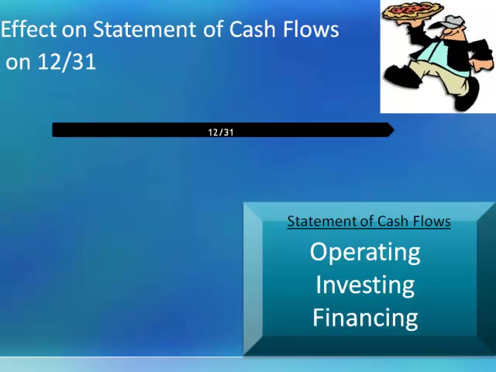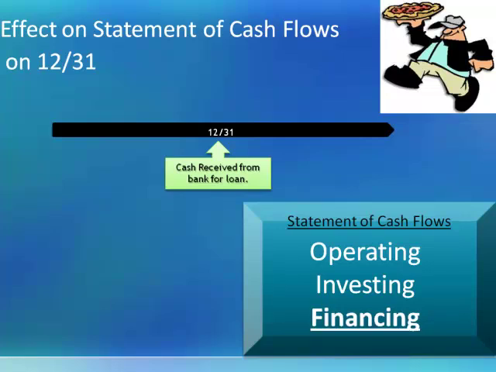So how does this affect our statement of cash flows? Cash is received on 12/31 from the bank for a loan. That means we're borrowing money from the bank. When we borrow money, that's reported in the financing section of the statement of cash flows.